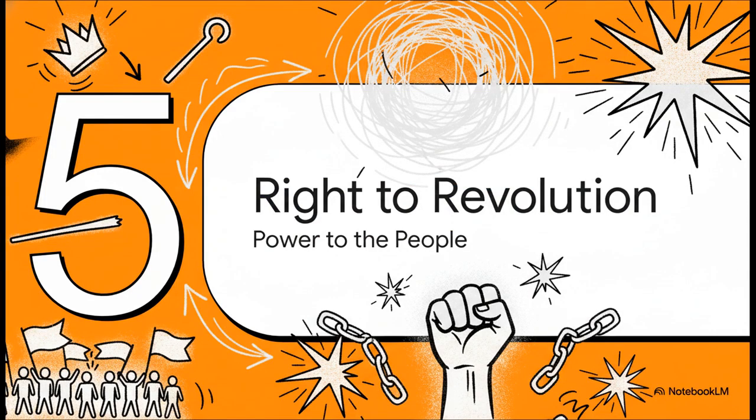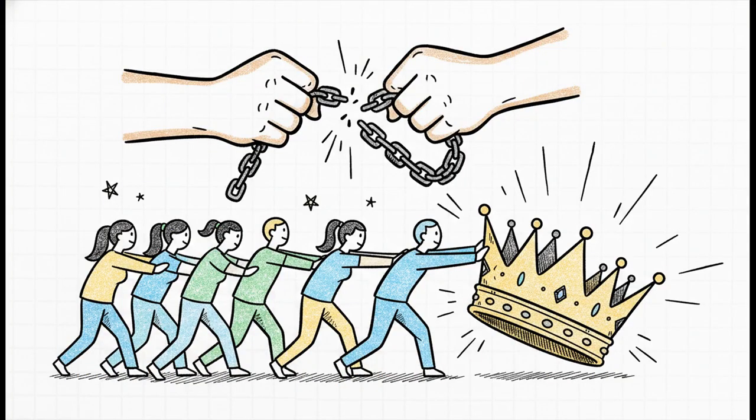Okay, that brings us right into the ultimate climax of Locke's societal building blocks. Section 5, the right to revolution, giving power to the people. This was the single most radical idea to ever come from Locke's pen.